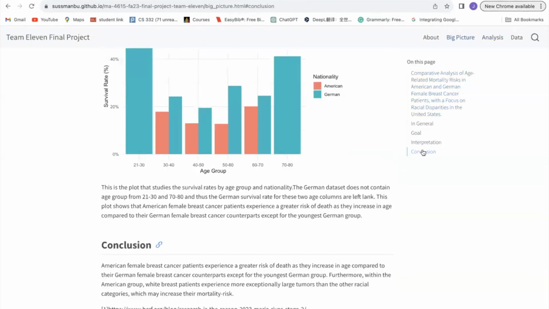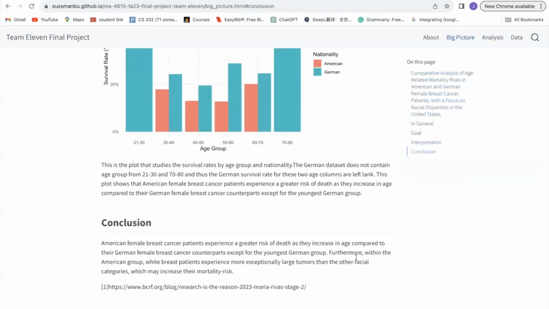And here we go back to our big picture page. We have the conclusion that American female breast cancer patients experience a greater risk of death as they increase in age compared to their German female breast cancer counterparts, except for the youngest German group.